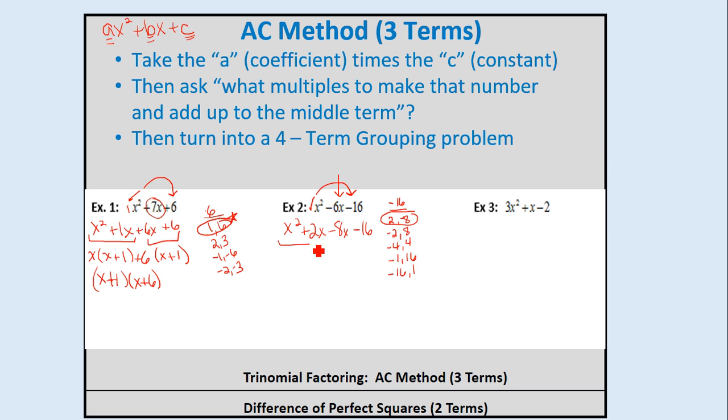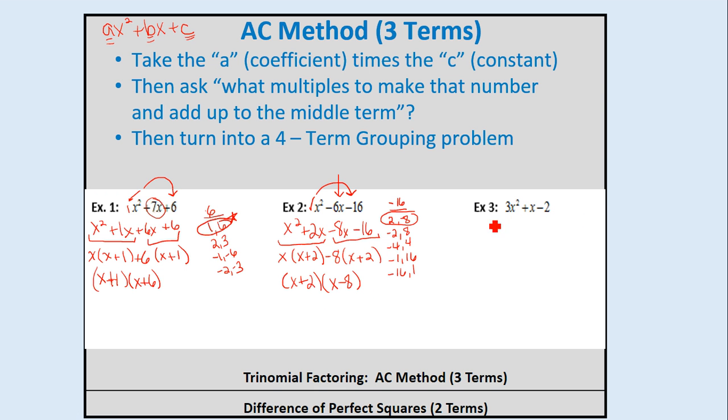So now let's group them. What can I take out of these two? We can take out an x, leaving me with an x plus 2. And let's group the last two terms. What can I divide out of those two? I would divide negative 8 out of those two terms. They're both negative. Negative 8x divided by negative 8 would leave me with the x. Negative 16 divided by negative 8 is positive 2. So my two factors are x plus 2 and x minus 8.